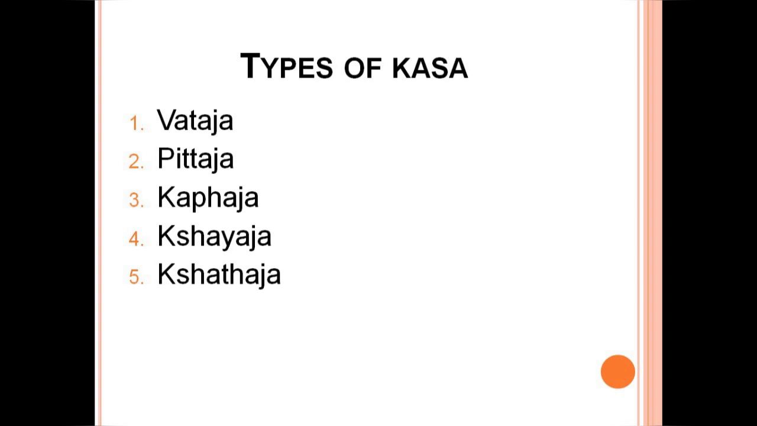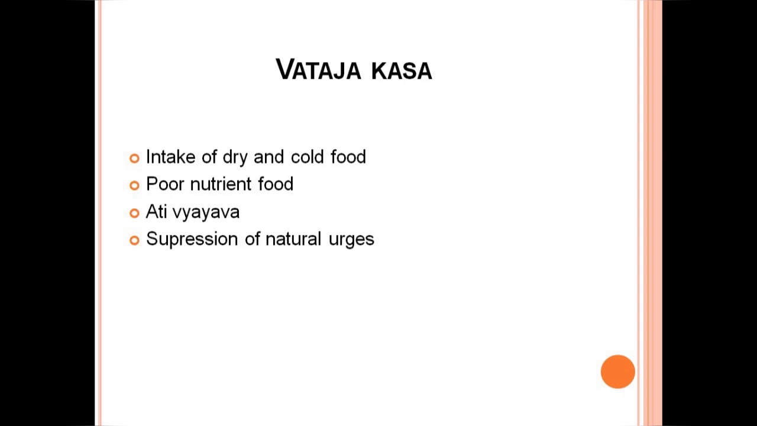There are 5 types of Kasa: Vadaja, Pittaja, Kabhaja, Kshayaja and Kshadaja. The first one is Vadaja Kasa. In terms of Vada, anything related to Vada is very dry and cold. So what causes it is if you're taking dry and cold food and nutrient deficient food, Adivyayava, excess traveling.